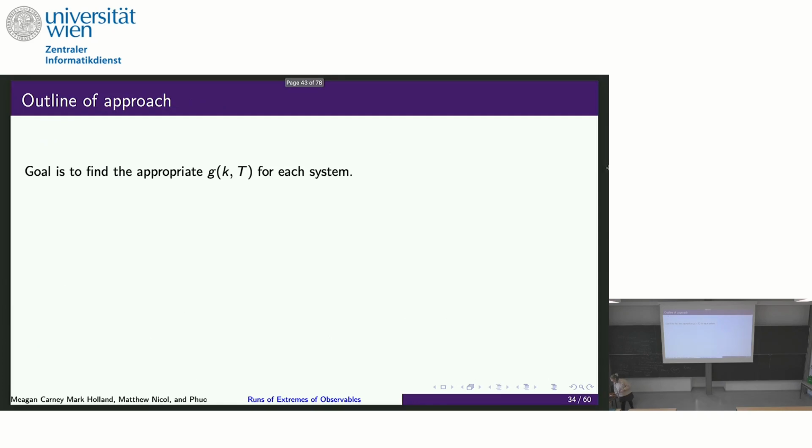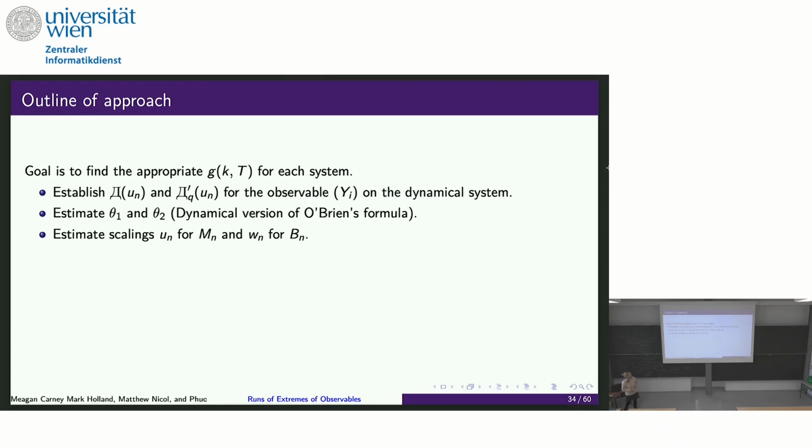Okay, great. So here's an outline of our approach. Of course, the goal is to find an appropriate G of kt for each system. And to do that, we first have to establish that an extreme value law exists for Yi. Then we have to estimate the extremal index theta 1 and theta 2, and we use some dynamical version of O'Brien's formula. So this was this probabilistic estimate of the extremal index that I mentioned before. And then we have to estimate the scalings un and wn.